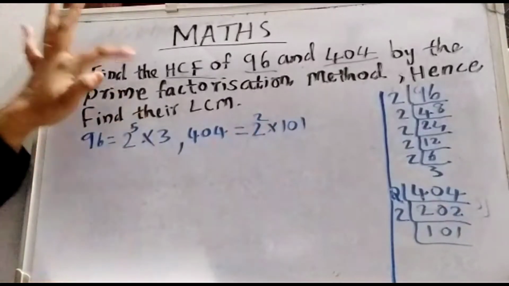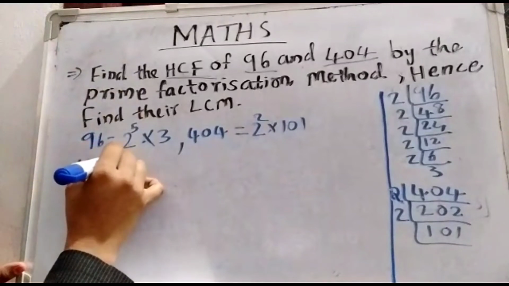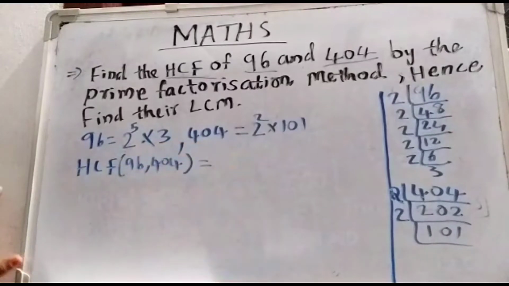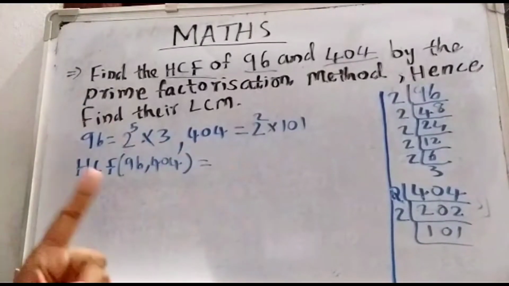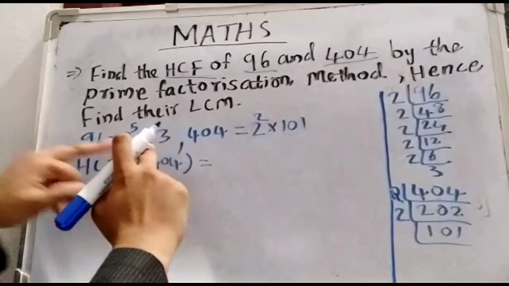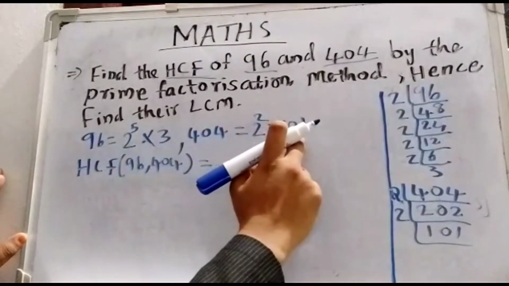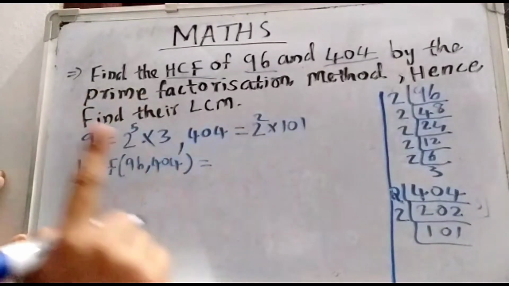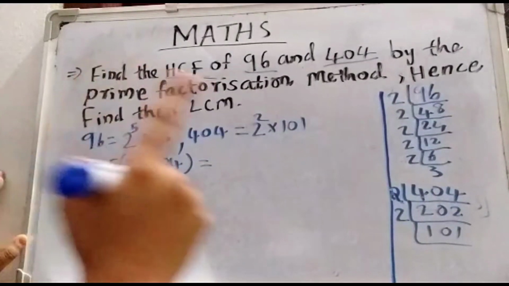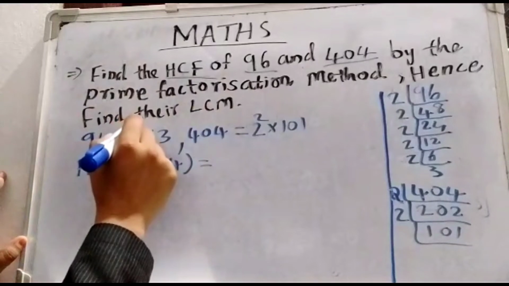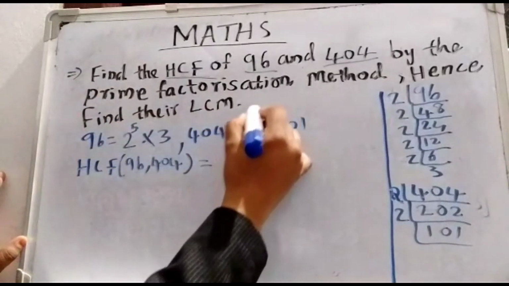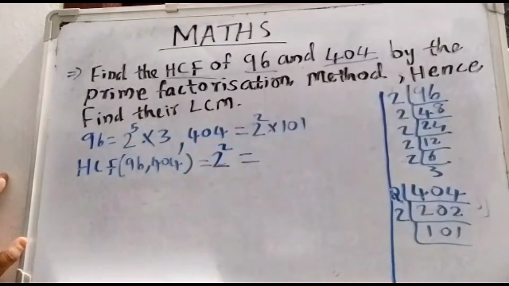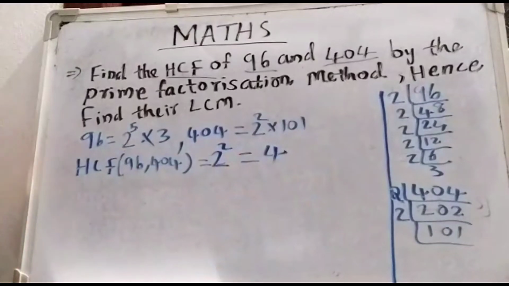Okay, so first we need to find HCF. HCF of 96, 404 is equal to what? To find HCF, select common prime factors. Here 2, 3, here 2, 101. So common prime factor is 2. Okay, so 2 is the one and only common prime factor. Then select the smallest power. Here 2 raised to 5, here 2 square. So smallest power is 2 square. So HCF of 96 and 404 is 4. Okay, so we found HCF.